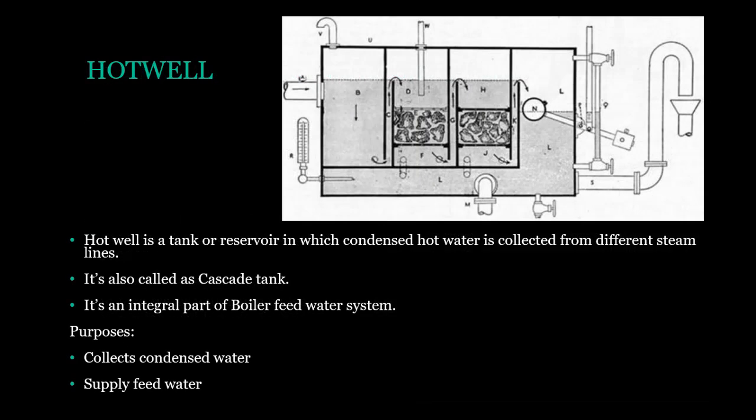Hotwell is a tank or reservoir in which condensed hot water is collected from different steam lines. It's also called a cascade tank. It's an integral part of the boiler feed water system. Purposes: collects condensed water, supplies feed water.